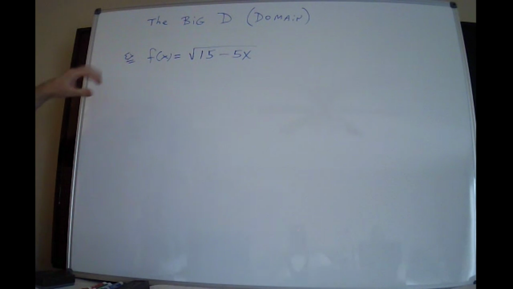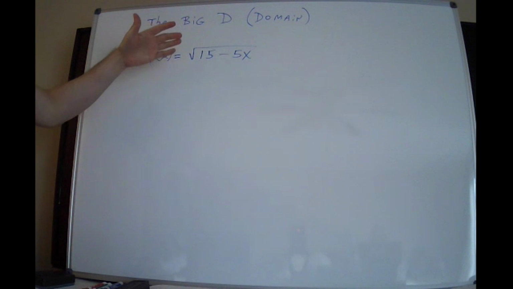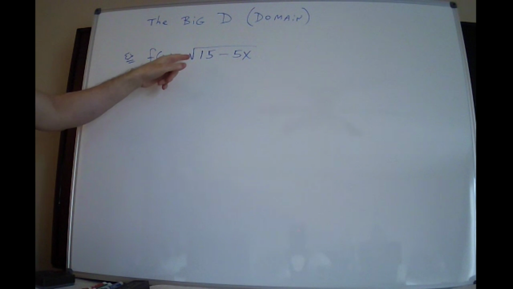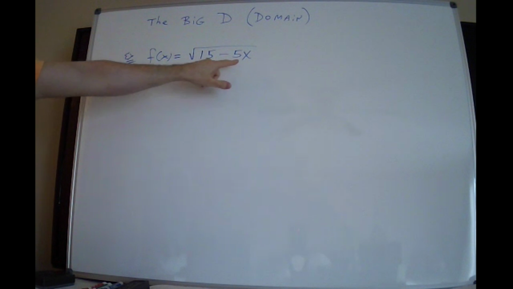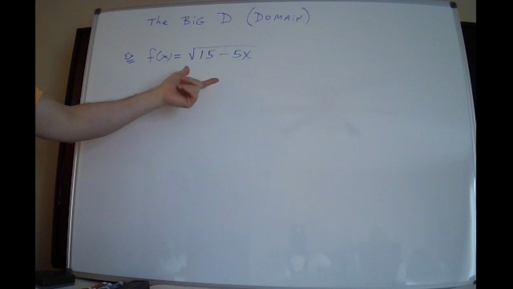So the second example has a radical. Again, I'm looking for the freaks. I'm looking for the numbers that break this. What numbers break this? Numbers that create a negative on the inside. So look, if x were 0, I would have radical 15. That's okay. Let's say x were 7. I'd have 15 take away 35. That's negative 20. Uh-oh, bad.